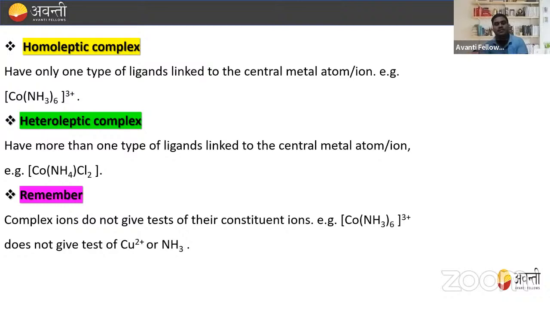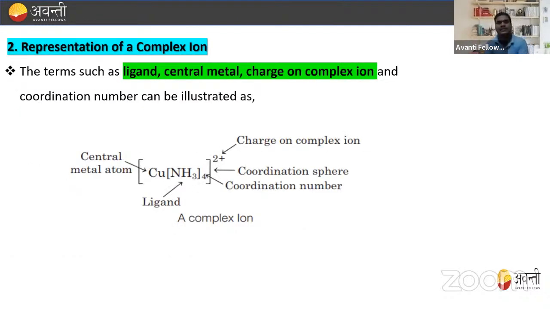So always remember, complex ions do not give tests for their constituent ions. We know that because they do not dissociate to give further ions, right? They do not give the test for copper and NH3. So always remember, complex ions do not give the test for their constituent ions because they do not decompose to lose their identity. They always retain their identity, right?